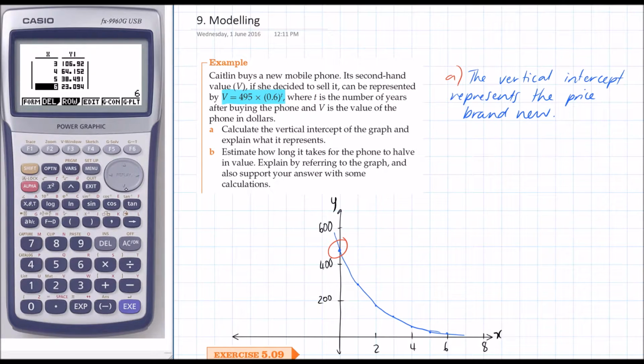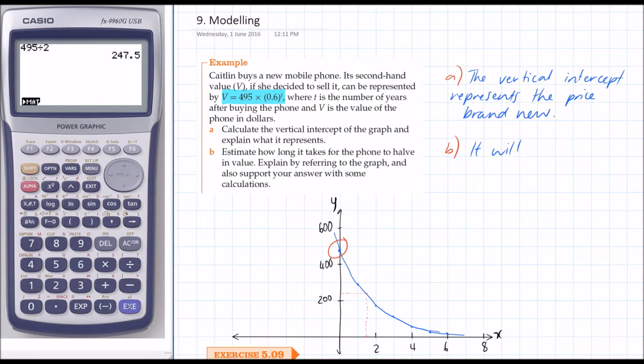Okay, second question is saying estimate how long it takes for the phone to halve in value. So if we're estimating, we can use our graph for that. So we're looking at half of 495. So 495 divided by 2, that's just around 250. So if we sketch a line across here and sketch that down, if we're reading just off our graph and not doing a calculation, it's around about 1.5 years. So we can say it will be worth half in around about 1.5.